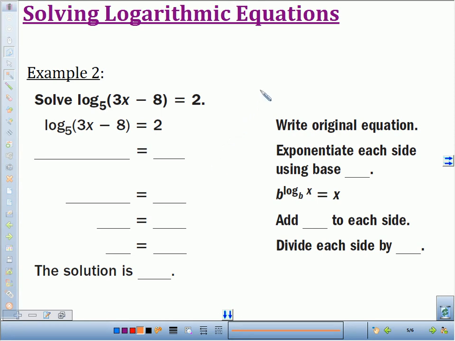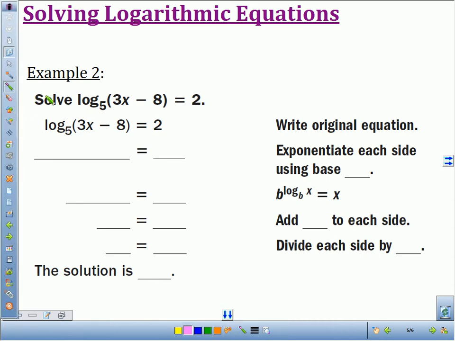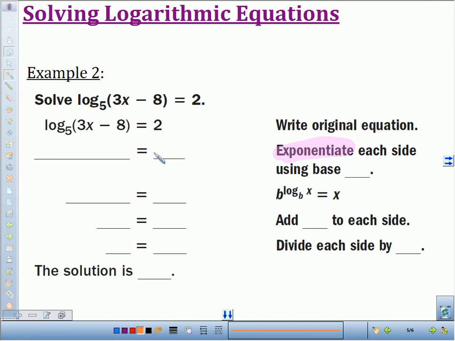Now, exponentiating is a really big word that basically means take whatever you've got and turn it into an exponent. So we're going to have exponents. Now, to exponentiate these sides, we are going to want to turn them into exponents with a base that is the same as the log's base. So in this case, this is log base 5. So we want to turn it into an exponent with a base of 5.